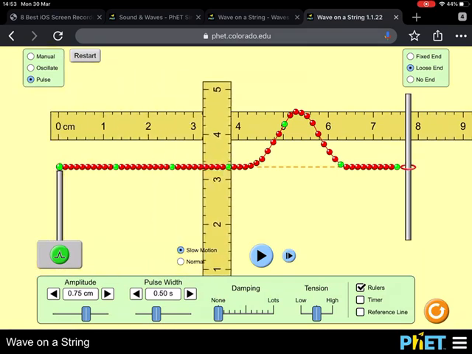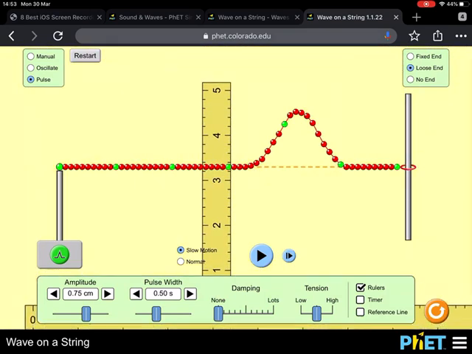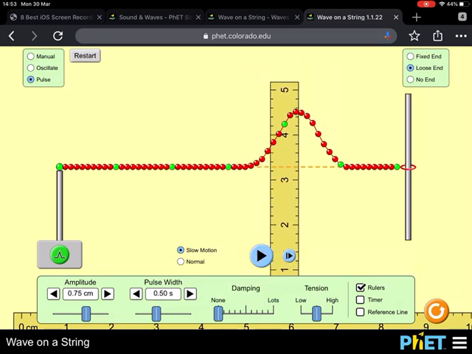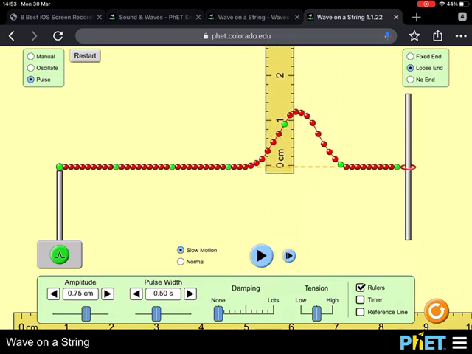If I were to click on ruler and add a ruler to this, where's 0? There we go. Let's put 0 on the equilibrium point. So this wave is 1.1 centimeters tall.